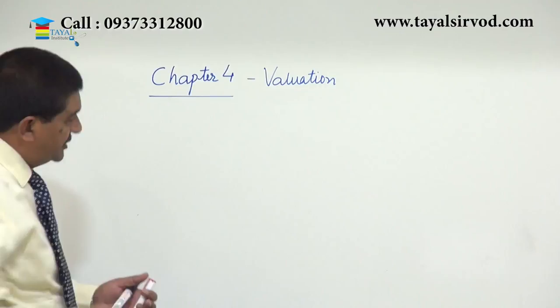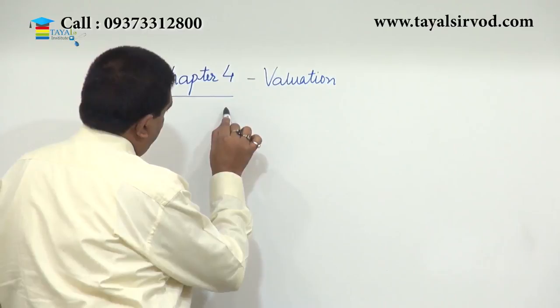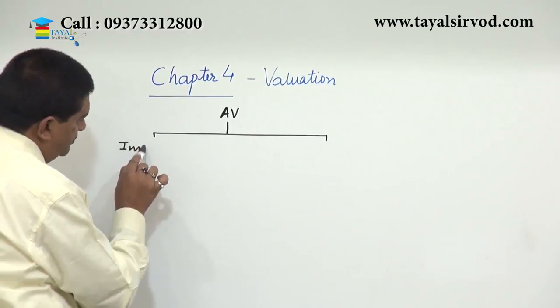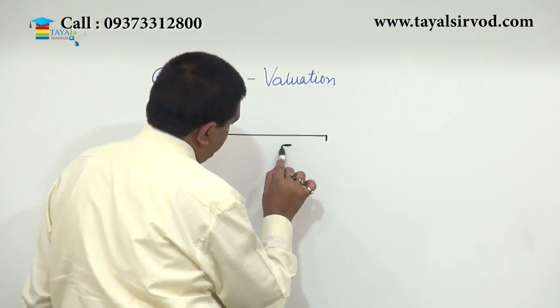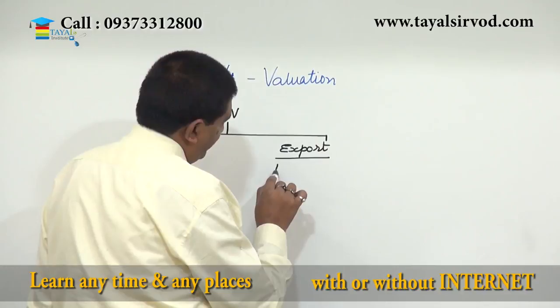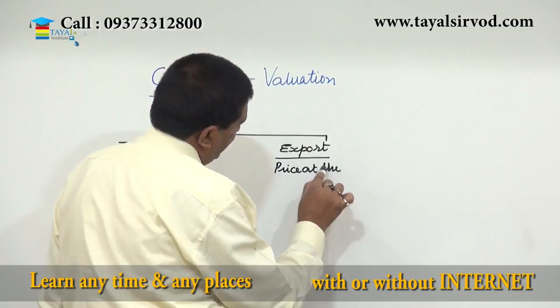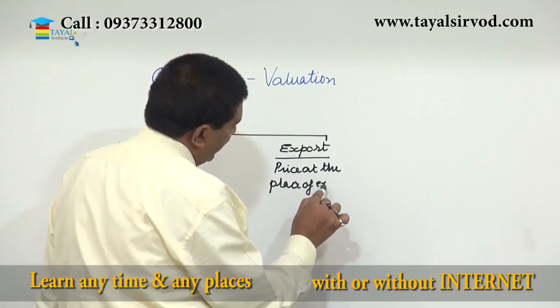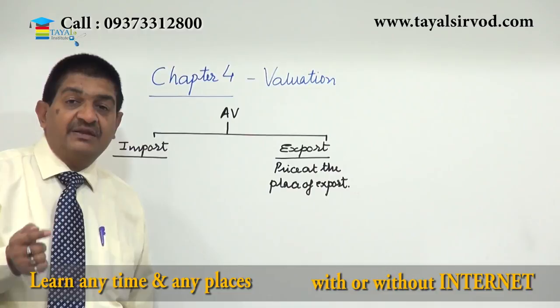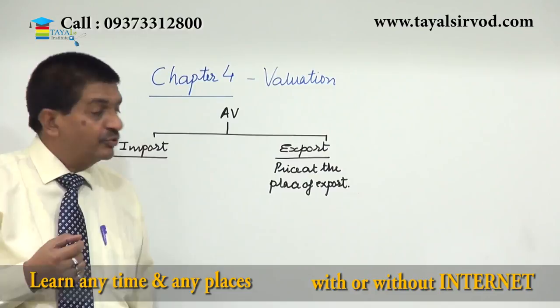Now moving further. Again, assessable value for import and export. What shall be the case? For export, assessable value is price at the place of export. So I already told you price means the cost of production plus other expenses related to that plus the profit margin of the supplier of the goods, and in this case the exporter.